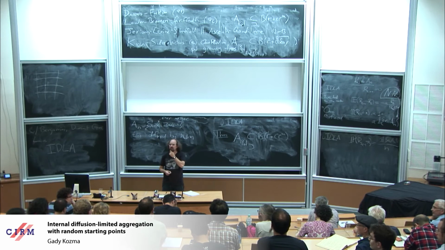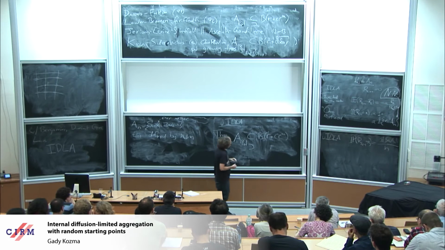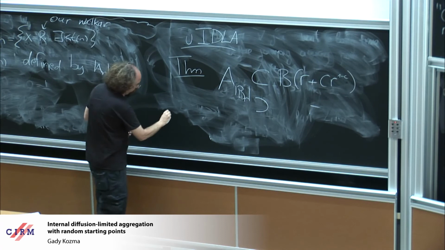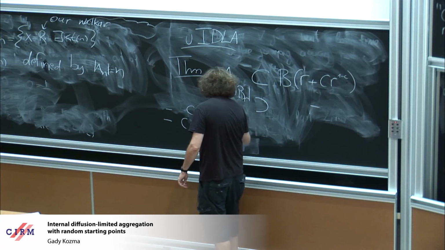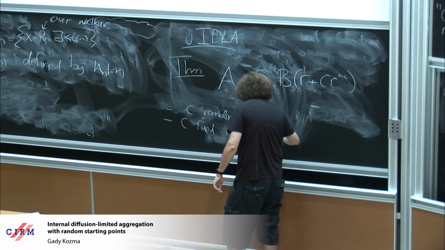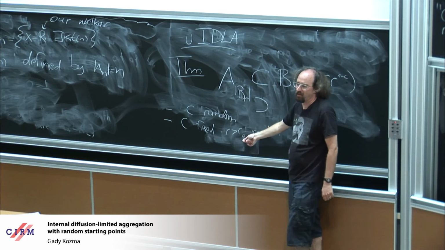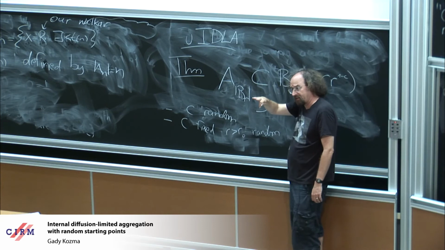Yes, Shaolin. Yes, that's what I said. You have two options. I'm giving you two wonderful options. The first one is to take C random, or to take C fixed, but then it holds only for R bigger than R0 random. And the tail of R0 would be super polynomial, so no problem. Does that answer your question, Shaolin?